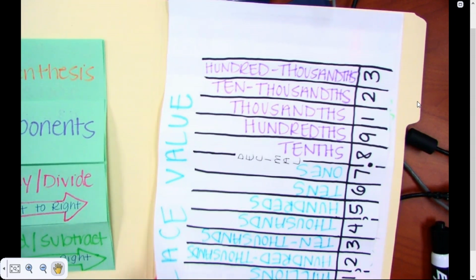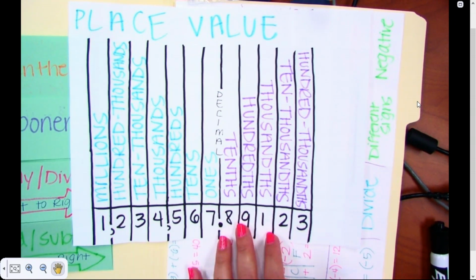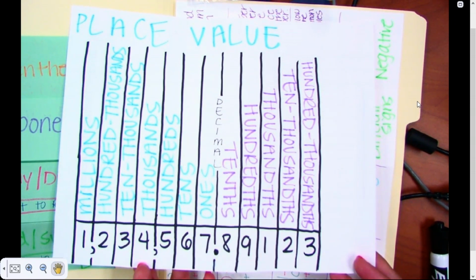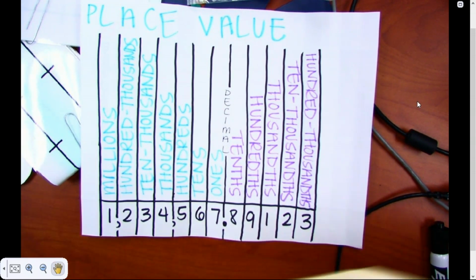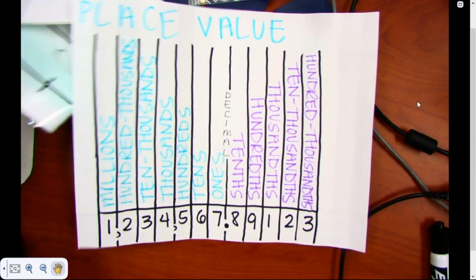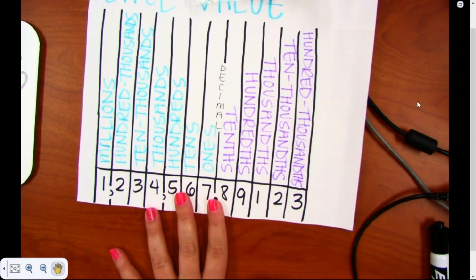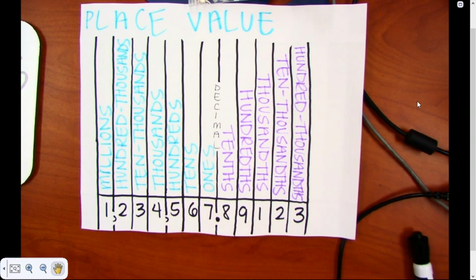I do this one, it's not really so much of a foldable, but it's on the place value chart. What I usually do with this is I make it pretty large. Usually bigger than this, but I made it smaller so you could actually see it.